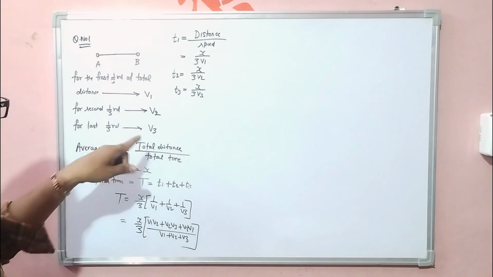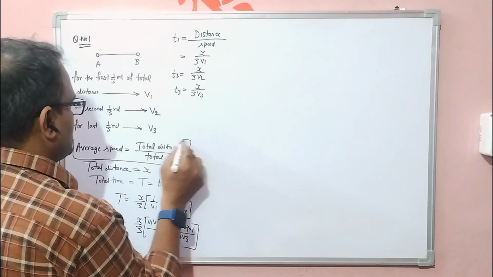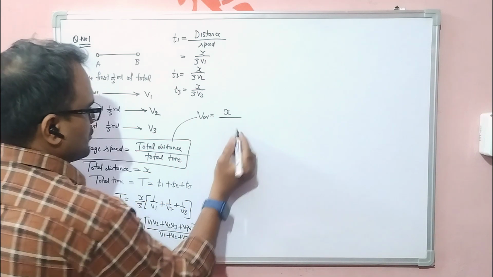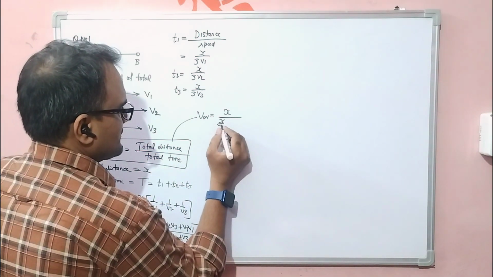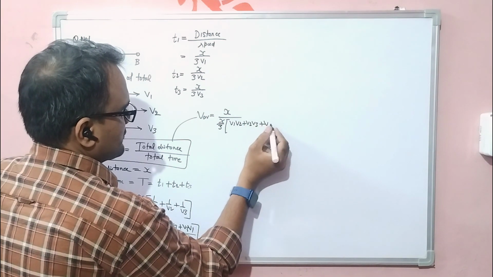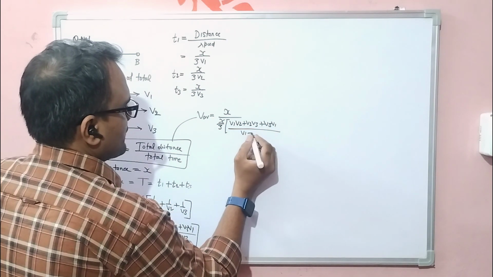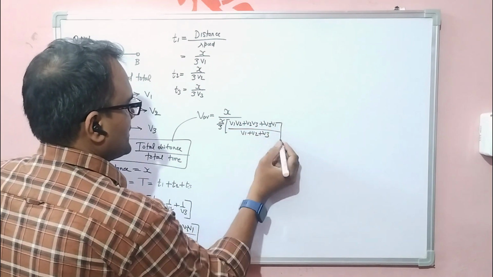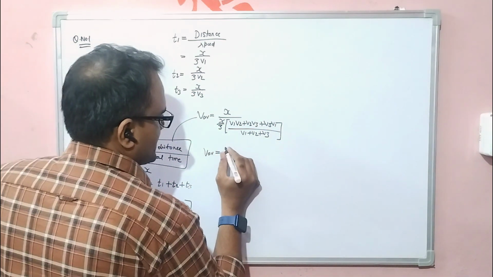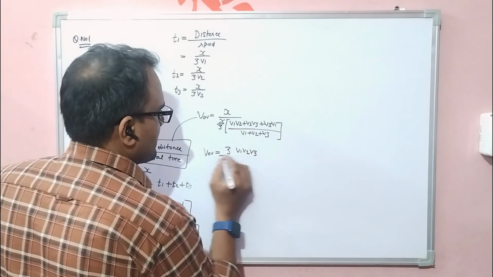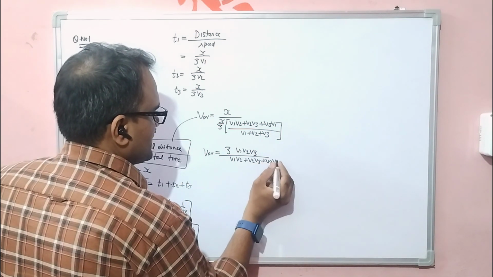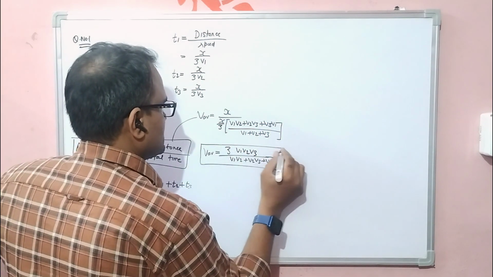Okay, so let's plug in this value over here. So v average comes out to be total distance x over total time, which is x over 3 times (v1 v2 plus v2 v3 plus v3 v1) divided by v1 v2 v3, and finally I obtain my answer, which is 3 v1 v2 v3 divided by (v1 v2 plus v2 v3 plus v3 v1). So this is the answer of this question.